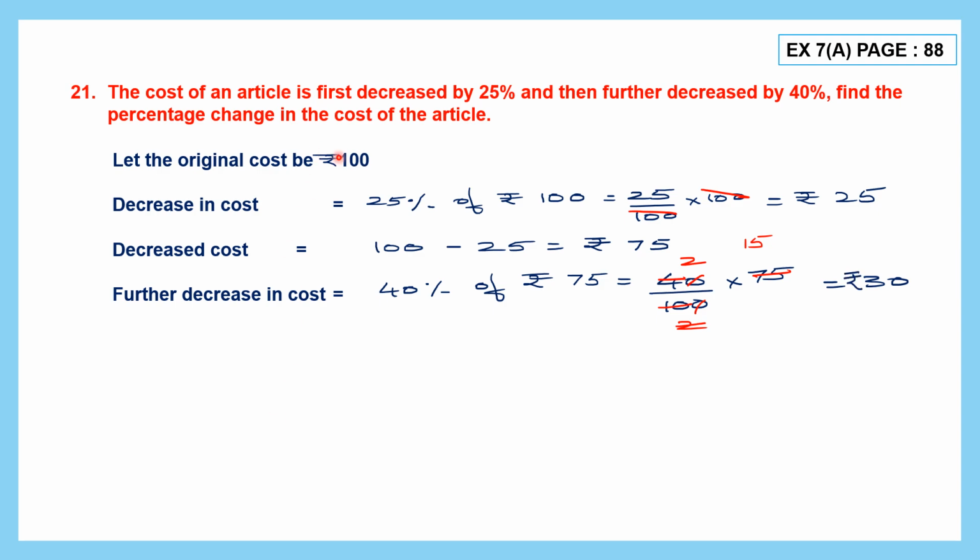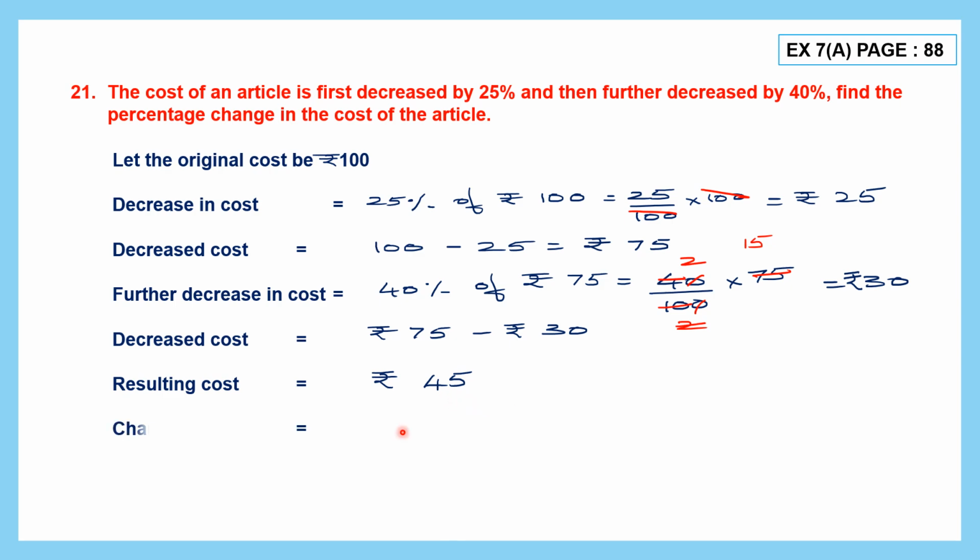So first we had 100 rupees. It decreased by 25% and became 75. From there it is again reducing by 30 rupees. So which is the new decreased cost? That will be 75 rupees minus 30 rupees. 75 minus 30 is 45 rupees. So here we have 45 rupees. This will be the resulting cost. The resulting cost is 45 rupees. So now we have the original cost 100, and the final cost, which is 45 rupees.